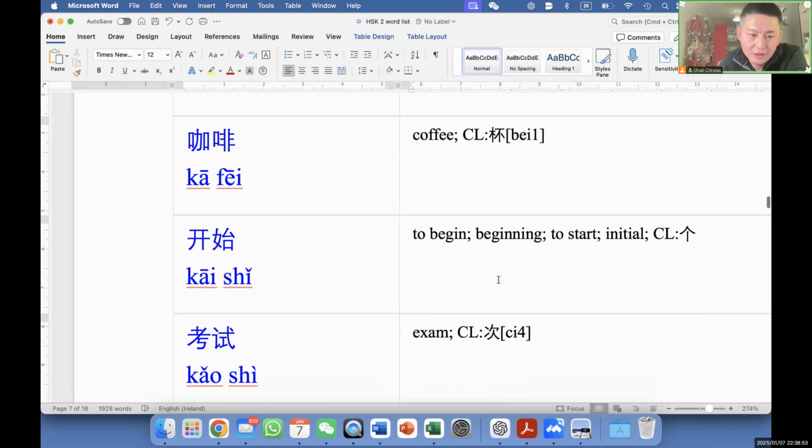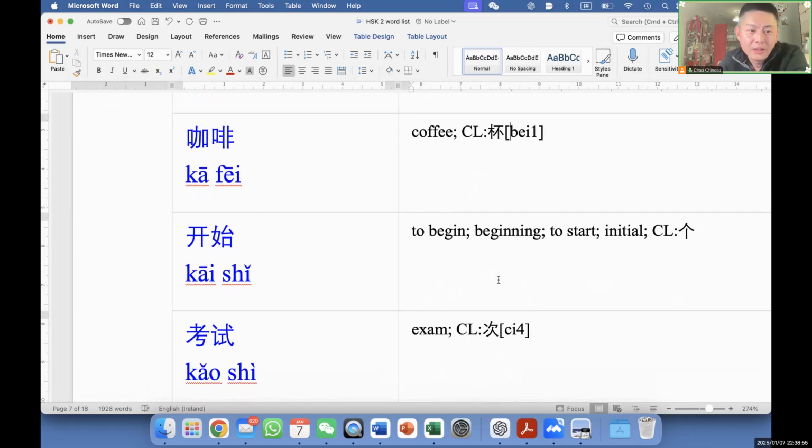Also 开始, to begin. 开 is open. To begin, you open something. 始 is the beginning. So open beginning is begin. You can use it as a verb. 我开始学习汉语. I begin to learn Chinese. Or you can use this on its own to mean something begins. Like if we have a competition, you say 开始, begin.